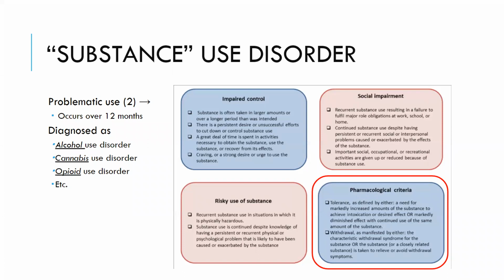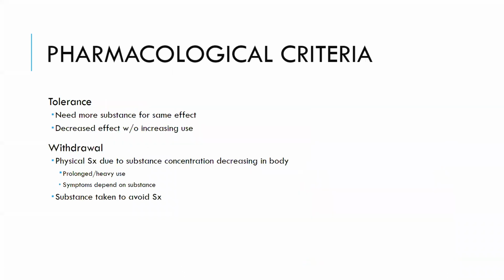Finally, we may see pharmacological indicators of a problem, such as tolerance and withdrawal. Each of these is a 2-pronged definition. Tolerance is basically needing more of the substance to achieve the same effect or experiencing a decreased effect without increasing use. So we might see a person who previously smoked half a pack of cigarettes a day, now they're needing to smoke a whole pack a day, or if they do not increase their use, they're going to be feeling more jittery or less of an effect.